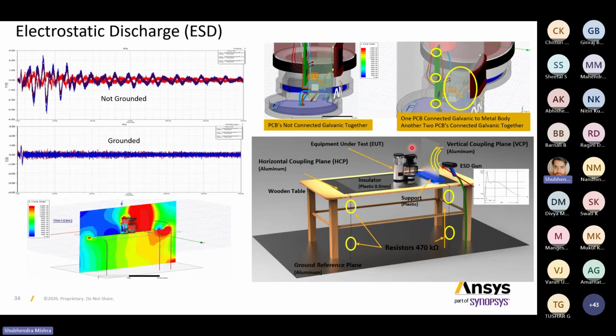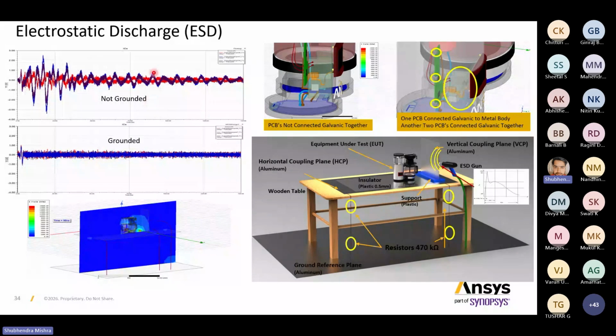So this was one of the ESD tests which was done here. In this part, you can see there is one phase where the PCB is not connected to the galvanic, which is basically the not grounded situation. In another, one PCB is connected to the galvanic metal and two others are connected to the galvanic together, which is a grounding situation. In the not grounded situation, you can see that the noise is disturbed. But when we move to the grounding situation, the noise is suppressed.